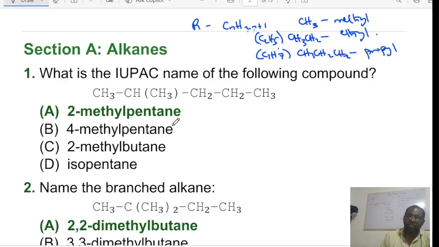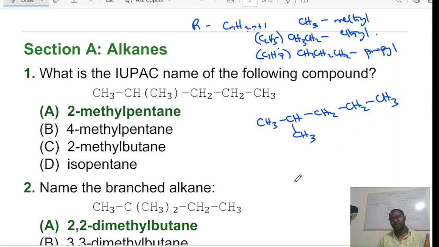So if I want to rewrite this, I'm going to write it as CH3, then CH has a branch which is CH3, you see that? Then after that you have CH2, then CH2, then CH3. That makes it easy. Now, in naming of compounds, you are going to select the longest chain, and please note that the longest chain can be any shape, it can be zigzag, it doesn't have to be straight.